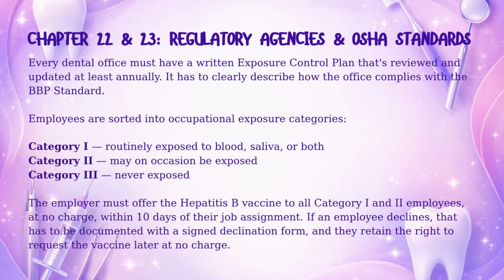The employer must offer the hepatitis B vaccine to all Category 1 and Category 2 employees at no charge within 10 days of their job assignment. If an employee declines, that has to be documented with a signed declination form, and they retain the right to request the vaccine later at no charge.